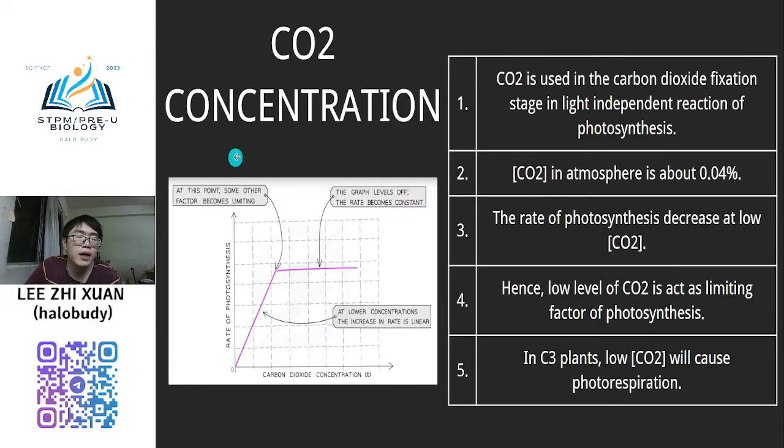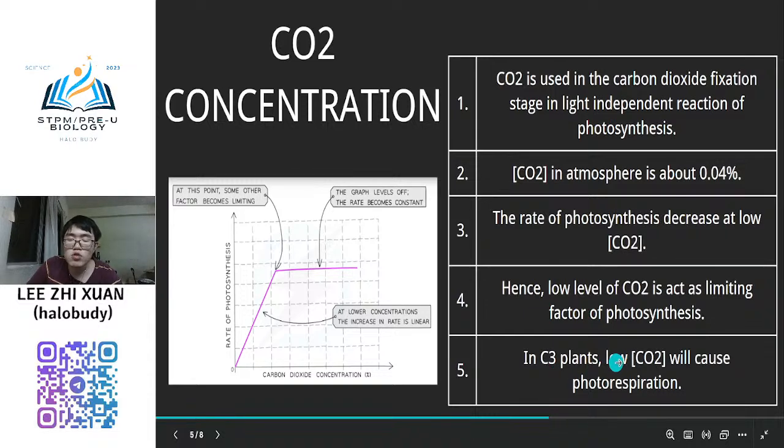Another one is about carbon dioxide. So actually same as you think, logic pun tahu lah. If you know that the carbon dioxide is used in carbon dioxide fixation, so normally what is the function of carbon dioxide? Okay, so normally at low concentration of carbon dioxide, your rate of photosynthesis will be very low, will be decreased. And then the low level will act as the limiting factor of photosynthesis.